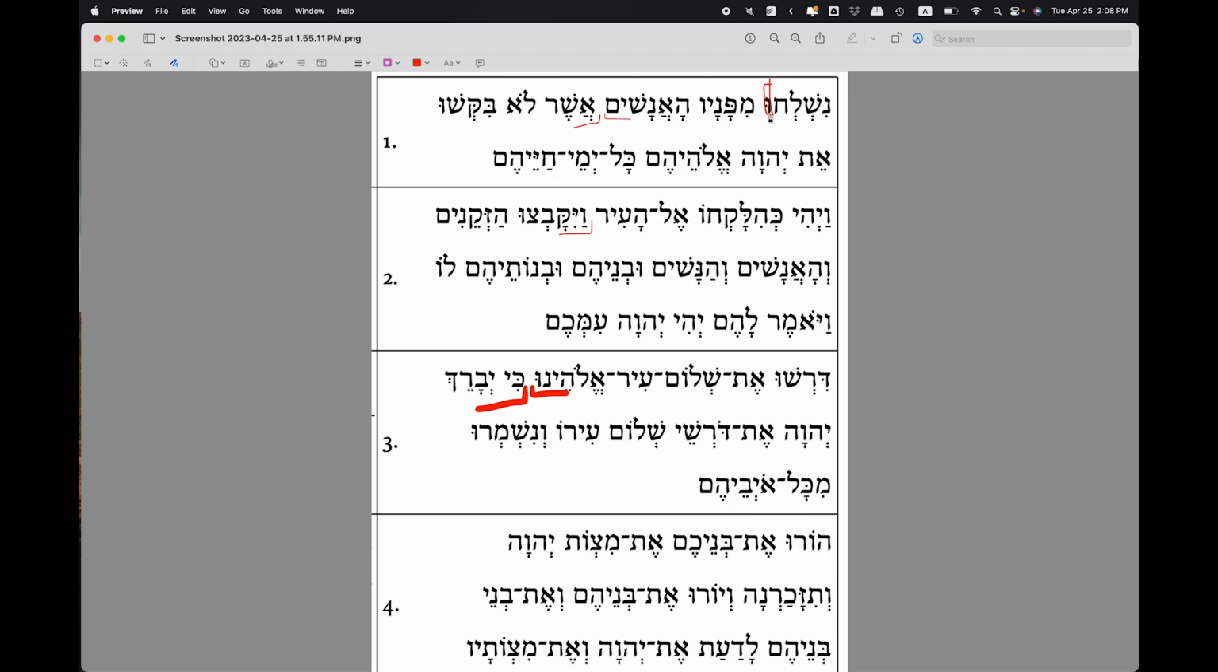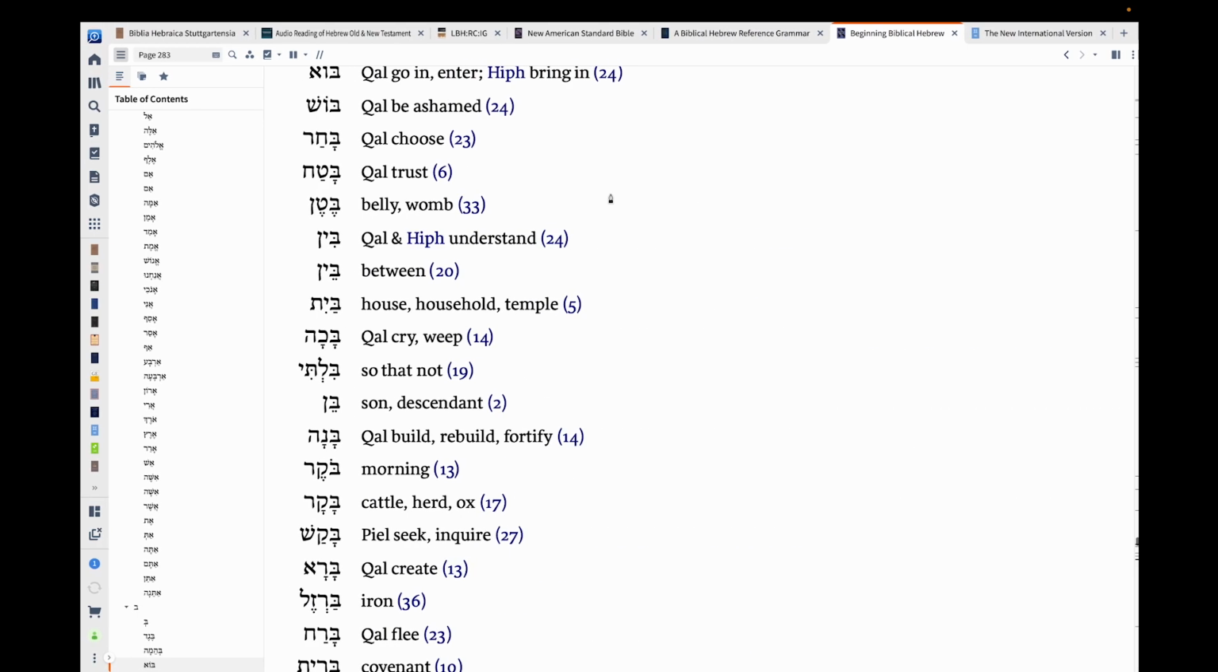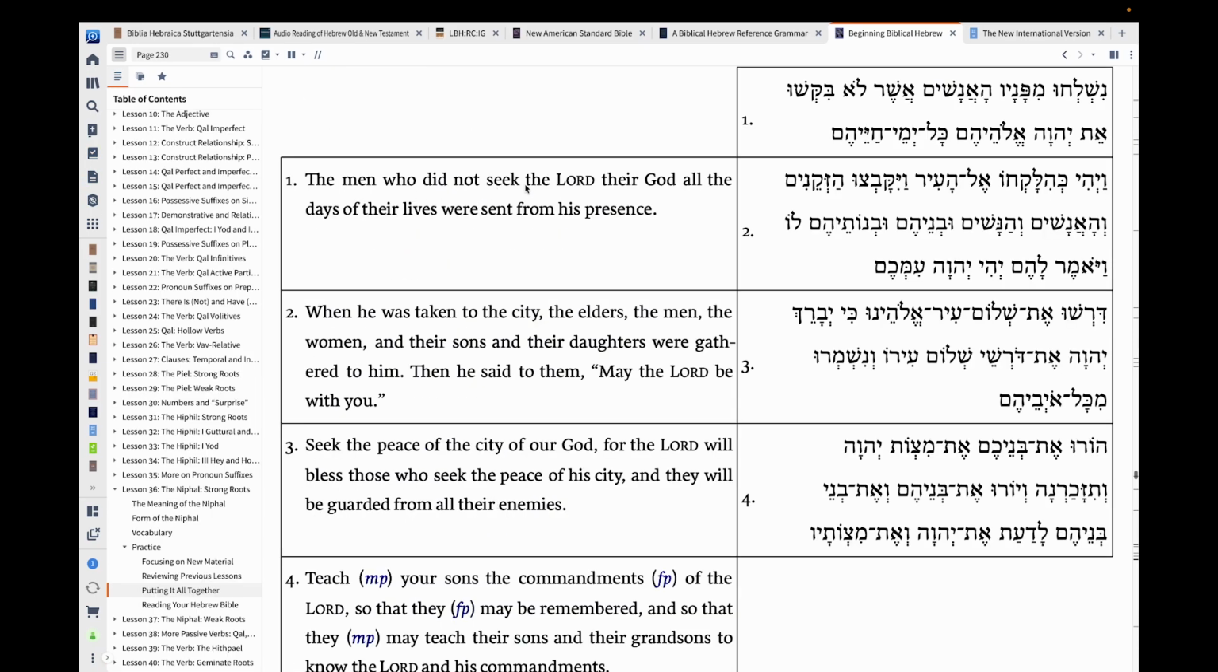And then this relative clause unpacks who these men are. So in English, I would probably start with the subject, the men, and then this relative clause unpacking which men, the men who did not seek the Lord their God all the days of their lives, and then the verb or the predicate, were sent from his presence. Let's see how Futato translates that. The men who did not seek the Lord their God all the days of their lives were sent from his presence. So there you go.